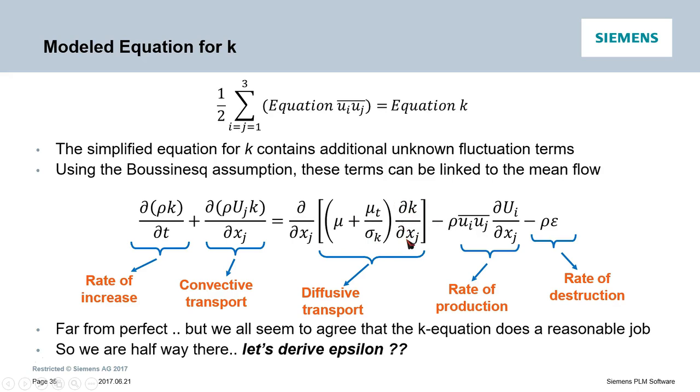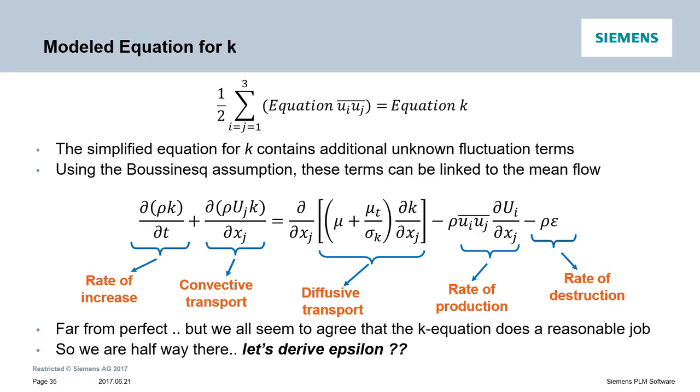And we also expect the diffusivity of k to be closely related to the diffusion of momentum. So this sigma k is of the order of 1, and that is indeed the value used by most models. The last term is the rate of destruction, and this is still an unknown term for which we will try to derive another transport equation.